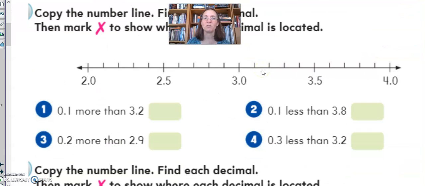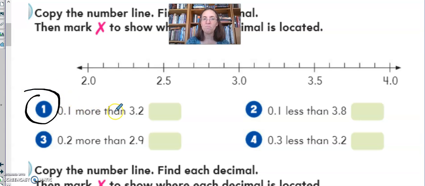To compare decimals, you'll be doing it in lots of different ways in your textbook. You might be given a number line like this, and they're asking us to mark an X to show where each decimal is located. As we do this, you may find yourself doing some very simple addition and subtraction as we look at a certain number more and a certain number less. So let's take a look at number 1, which I'm going to solve in black.